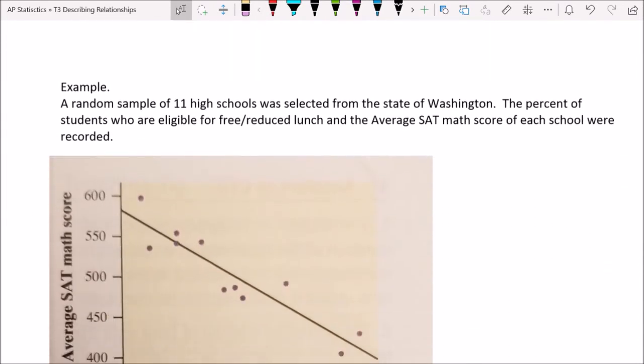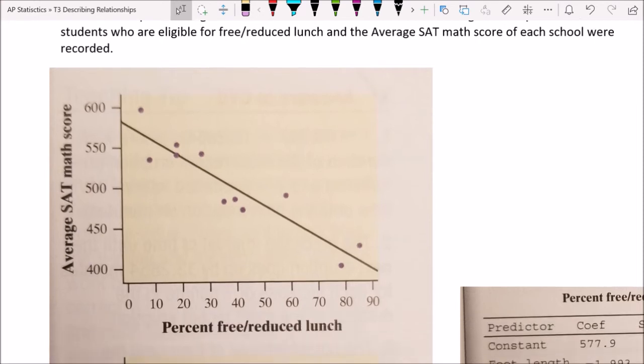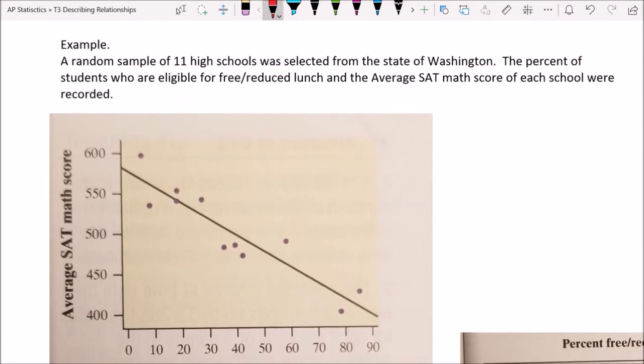Let's do another example. In this example, we have a random sample of 11 high schools that were selected from the state of Washington. The percentage of students who are eligible for free or reduced lunch and the average SAT math score of each school were recorded. So there's the graph, and let's just interpret so we can understand in context what's going on here. It's basically showing that the higher the percentage of free and reduced lunch as we go to the right, the lower the average SAT score. Again, suggesting that schools that have more families from affluent neighborhoods maybe have the resources to prepare for the SAT math test a little better, something like that.